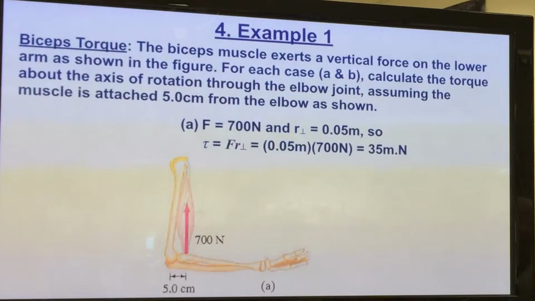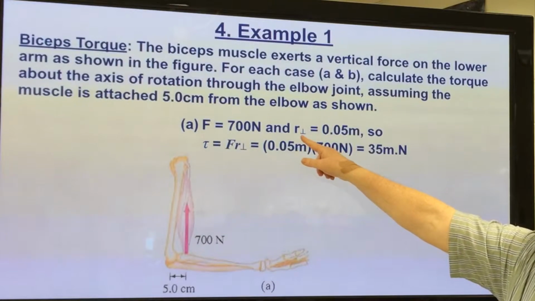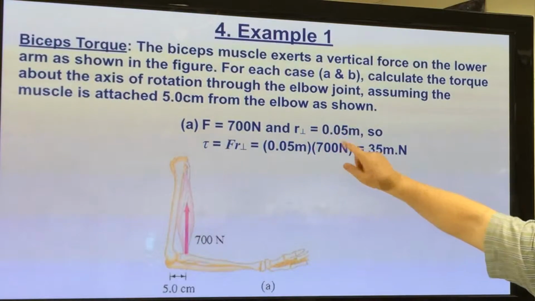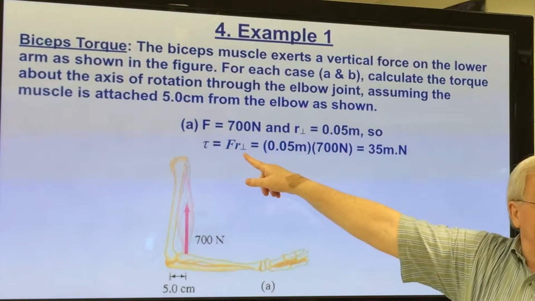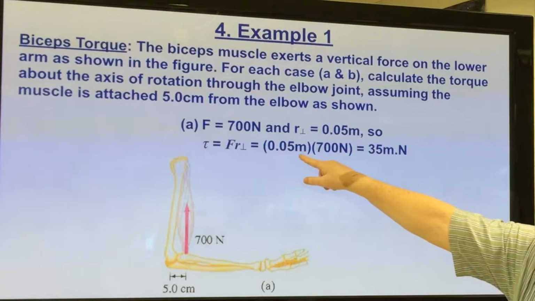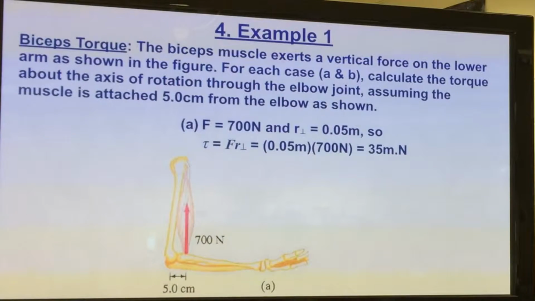In the first case, we've got the force is 700 newtons. The lever arm, which is perpendicular to the force, is 0.05 meters. So the torque is the force times that perpendicular lever arm. 0.05 meters times 700 newtons, or 35 meter newtons. Not 35 Newton meters. Newton meters are a unit for energy in linear mechanics. And so to differentiate between the two, we say meter newtons.